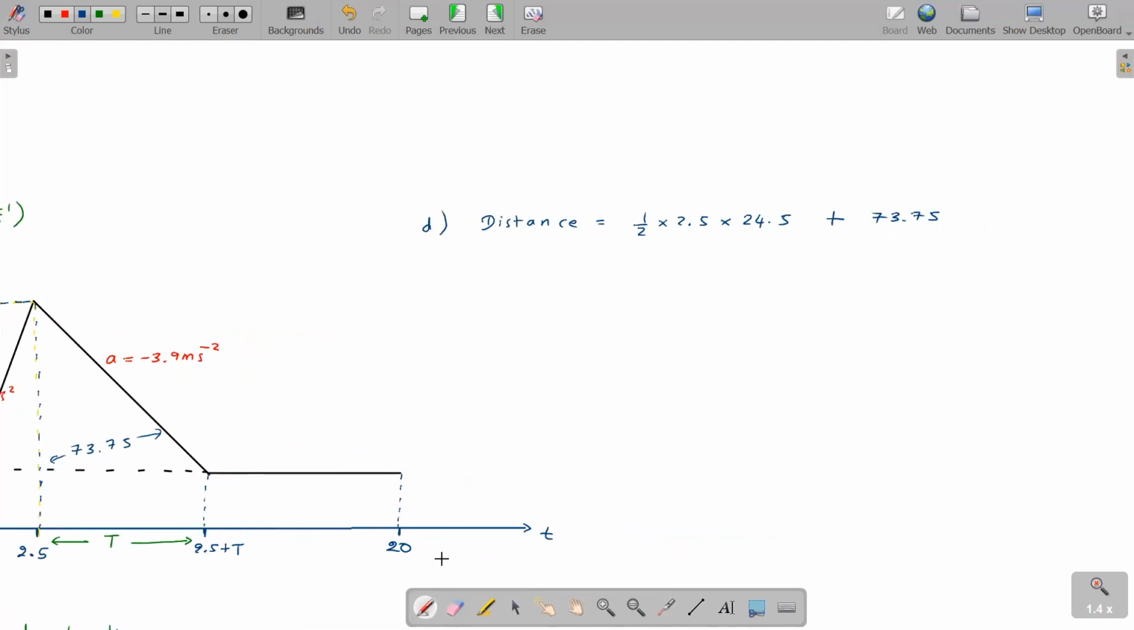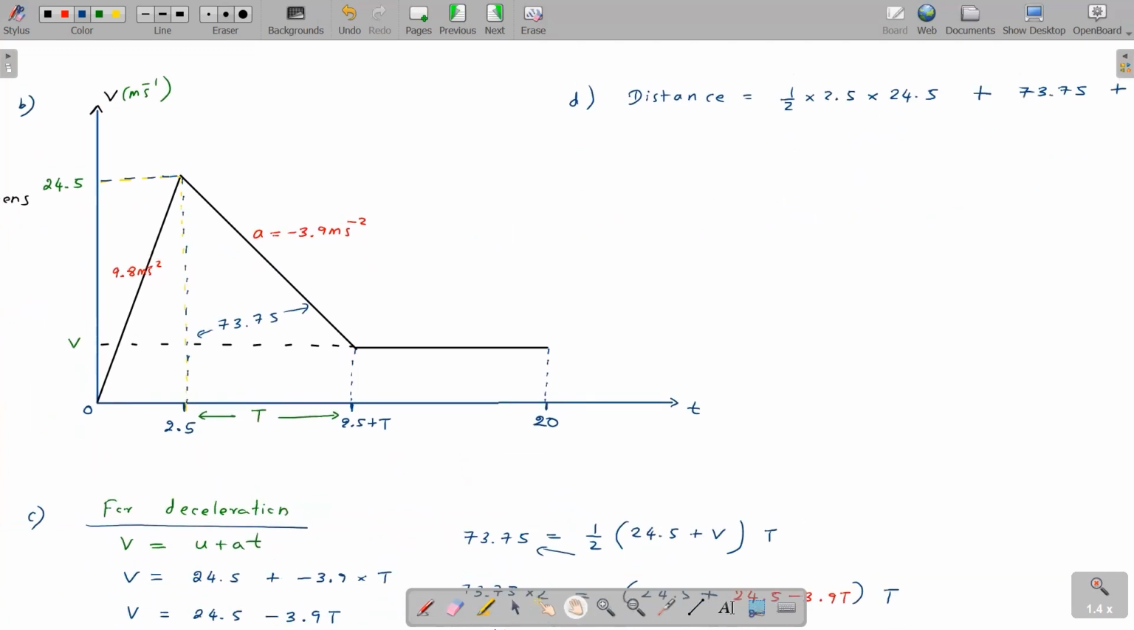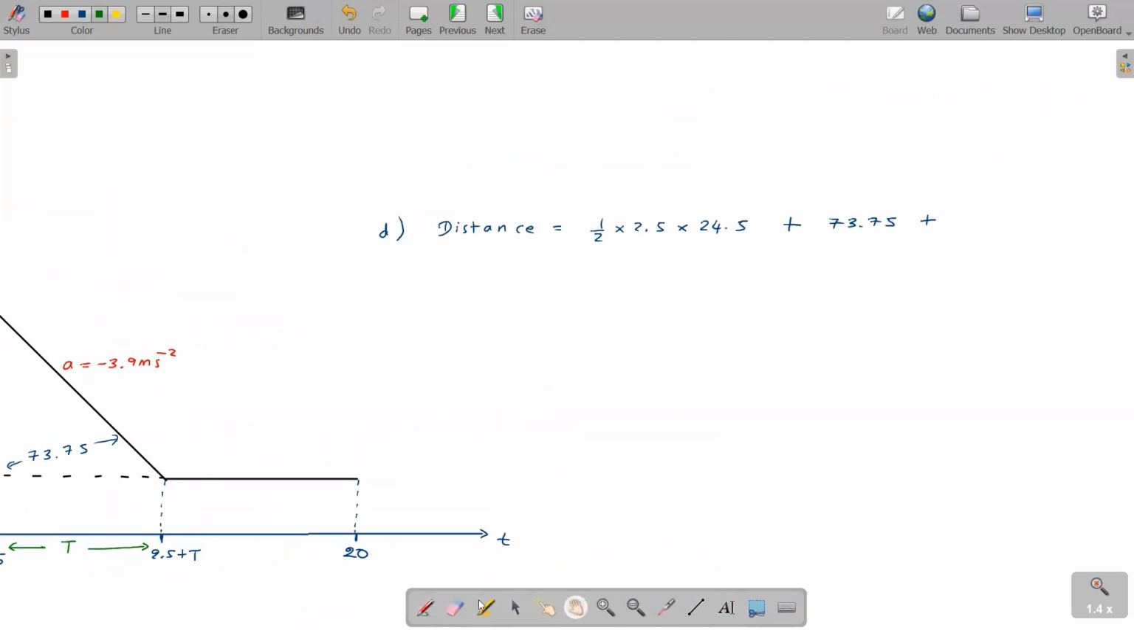How do we get the area of the rectangle? It's length into breadth. How much is the length here? Now we just found out T is 5. Can I know this value here? 2.5 plus T is how much? 7.5. So 20 minus 7.5 is the length, right? From 20, you should subtract the 7.5 here. 2.5 plus 5, 7.5. 20 minus 7.5 is the length here.